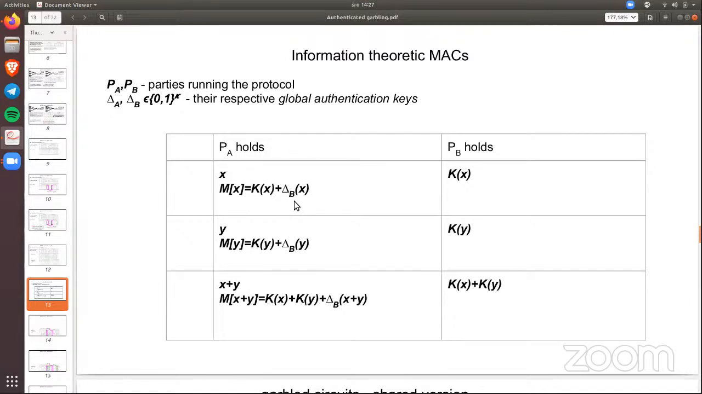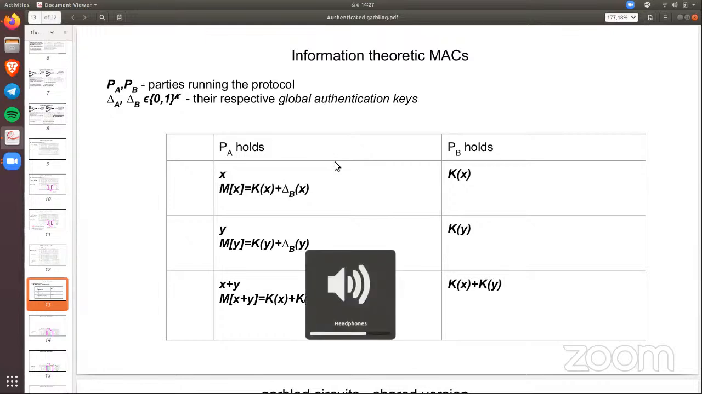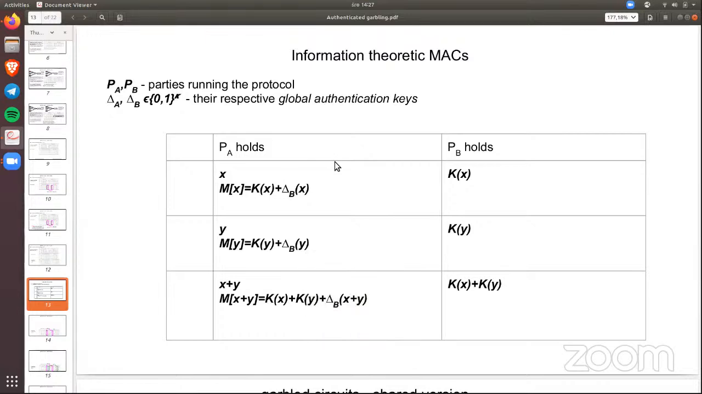K of X and delta B are known to the other party. So the first party knows the value and the MAC of this value. Can I ask a question? Sure. What is addition here in this slide?